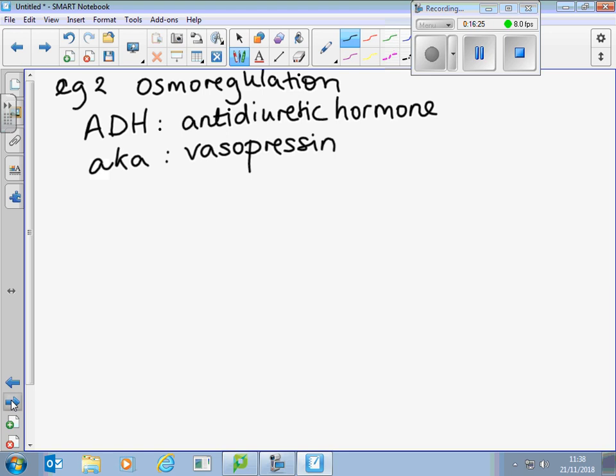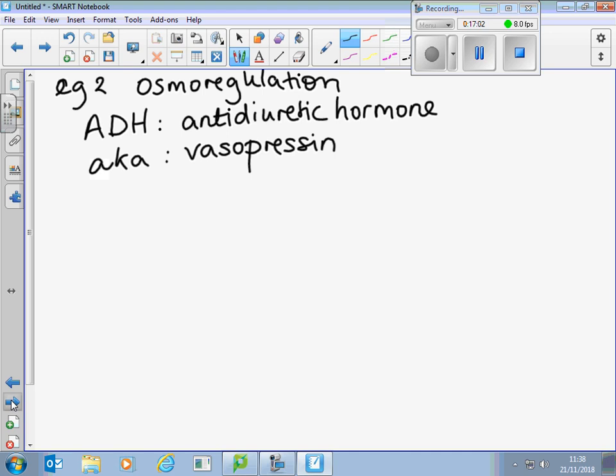Now, vasopressin, the word: vaso means vessel and pressin means pressure. So this is because it affects blood pressure, because it changes the amount of water in the blood. So the more water's in your blood, the higher your blood pressure. The less water in your blood, the lower your blood pressure. So this hormone does actually have a role to play in blood pressure control. So if you choose to do the blood pressure assignment, then you'll need to mention this hormone, because by losing water from the body, you can lower blood pressure.